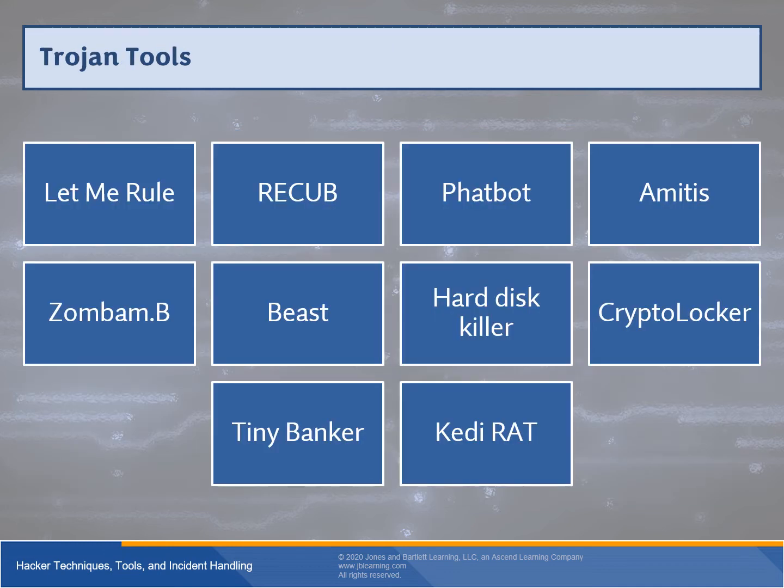Some Trojan tools to be aware of. Let Me Rule, which is a Delphi-based remote access Trojan. RECUB, or Remote Encrypted Callback Unix Backdoor. This uses RC4 encryption, code injection, and encrypted ICMP communication requests. Fatbot uses peer-to-peer. Amitis is a TCP port backdoor. Zombambi, this is a web browser-based infection. Beast uses DDL, or data definition language. It injects itself into an existing process and then hides.